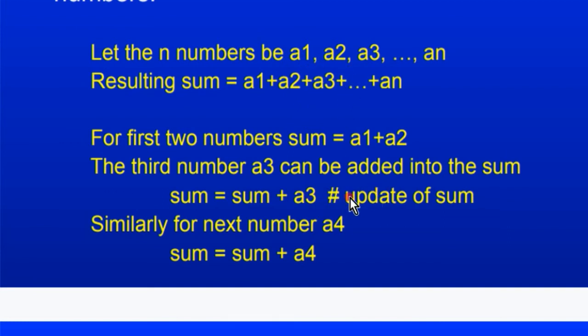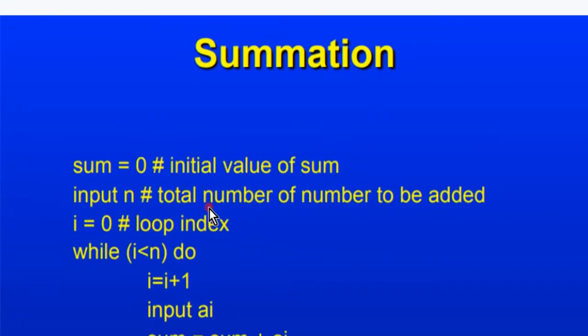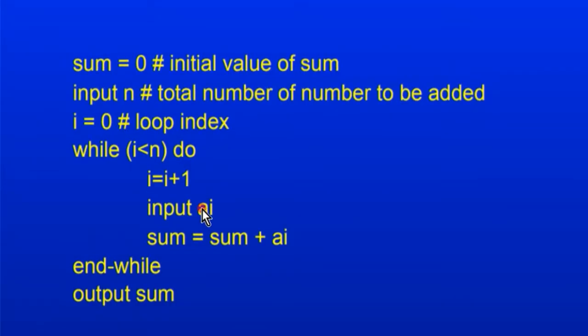The third number, a3, can be added into the sum: sum is equal to sum plus a3. Then, similarly, for the next number, sum is equal to sum plus a4. So we go on adding the numbers to the sum. That is the concept of summation. We will see how we can do it by programming, using an algorithmic method.